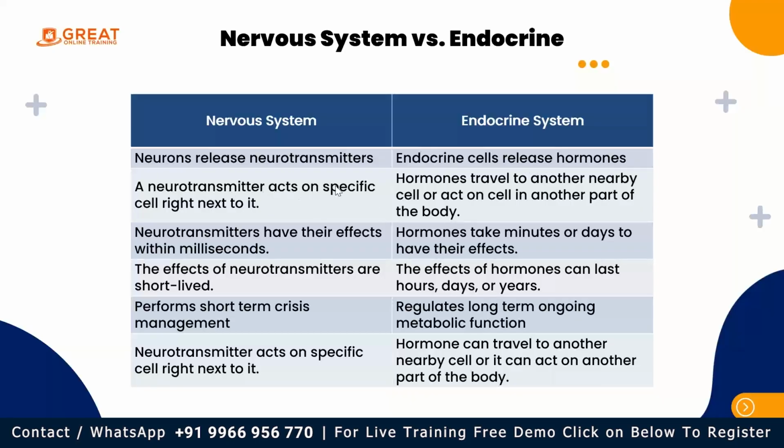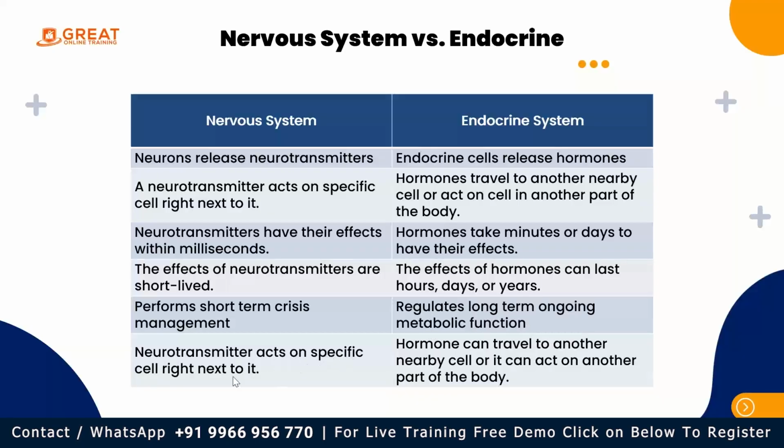The neurotransmitter acts on a specific cell right next to it, whereas hormones travel to another nearby cell or act on a cell in another part of the body. Neurotransmitters have their effects within milliseconds, whereas hormones take minutes or days to have their effects. The effects of neurotransmitters are short-lived, whereas the effects of hormones can last hours, days, or years. The nervous system performs short-term crisis management, whereas the endocrine system regulates long-term ongoing metabolic functions.